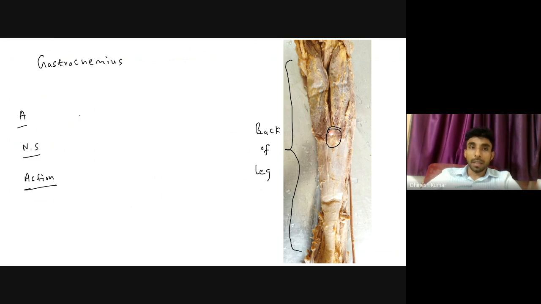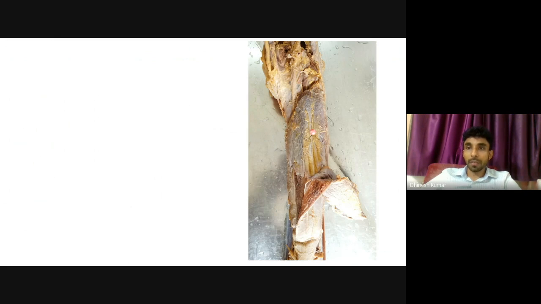As you see here, the gastrocnemius muscle consists of two heads. One is the medial head of gastrocnemius, another one is the lateral head of gastrocnemius. Coming to the next spotters question, here the gastrocnemius muscle has been cut and reflected, so that you are able to see one muscle pinned just deep to the gastrocnemius. Any idea about the muscle pinned here? Exactly, soleus muscle.